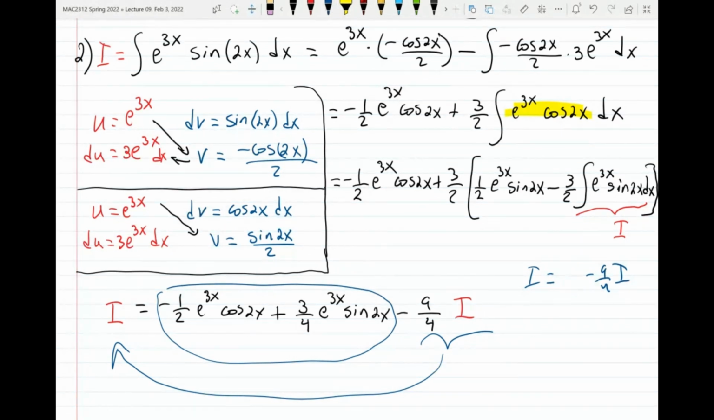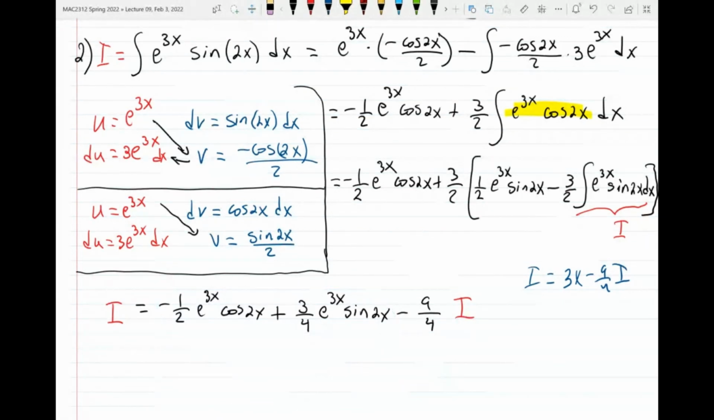Let me just put something simple here, like, I don't know, 3x, and I ask you, solve for I. It's exactly the same thing that you need to do here. Move it to the other side, combine like terms, and then divide by the coefficient. Okay? All right, so let me address your questions before we continue.